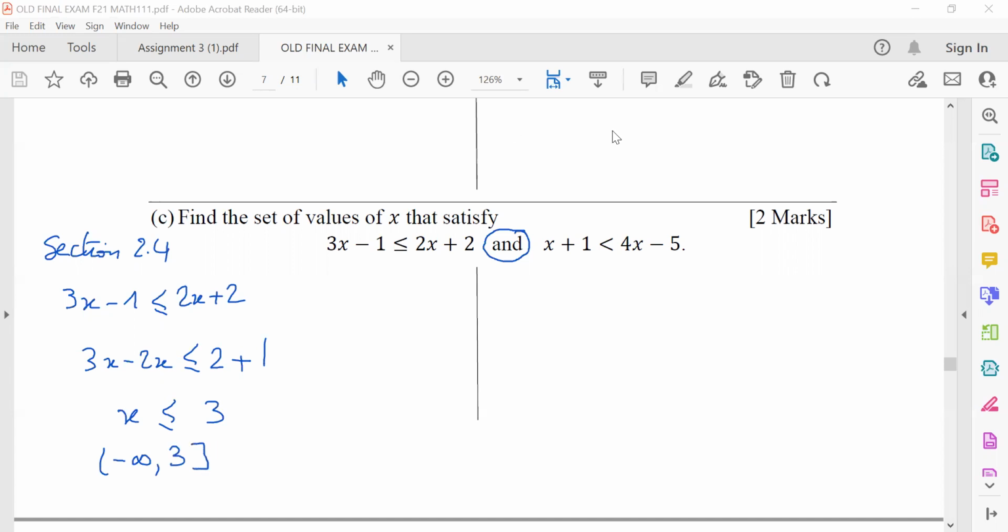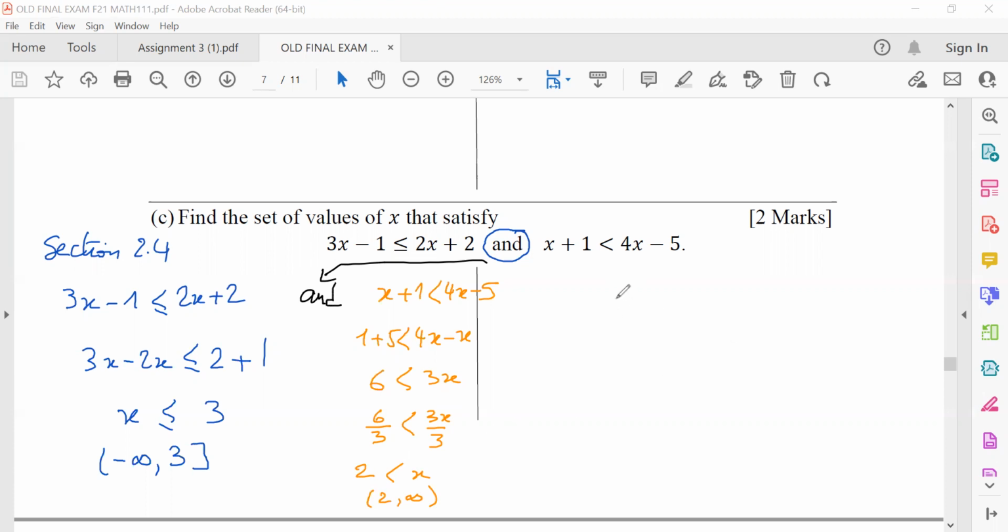The second inequality: x plus 1 less than 4x minus 5. We collect them: 1 plus 5, 4x minus x, 3x greater than 6. We divide by 3, on a new line, be careful. Since 3 is positive, we don't change the direction. So x greater than 2. This is 2, open, to infinity. And we have, be careful, and.